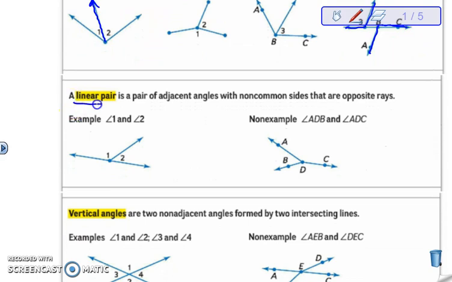A linear pair is a pair of angles that make a line. Remember, we've said before that in math, our terms are usually really descriptive. So linear pair: pair means two, and linear means make a line. So a linear pair is a pair of angles that makes a line.